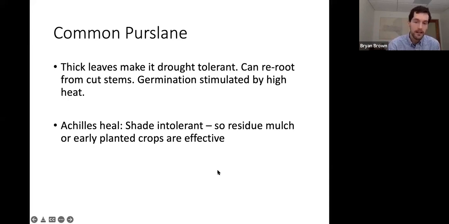But on the other hand, it's shade intolerant. So it's fairly easy to get a good crop going and outcompete this weed, and it stays very close to the ground. So in some ways, it's kind of a good ground cover.